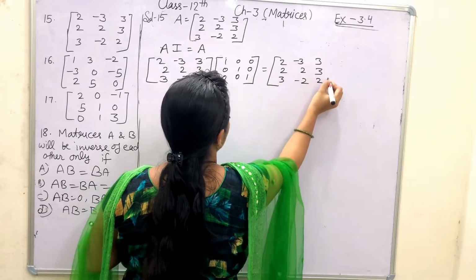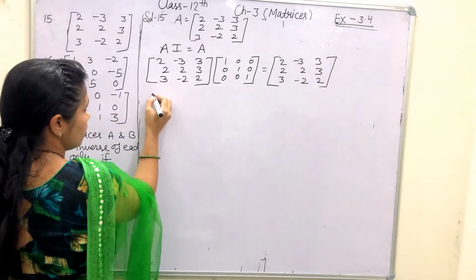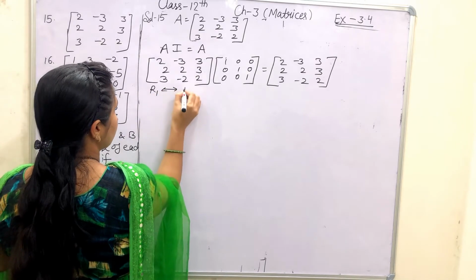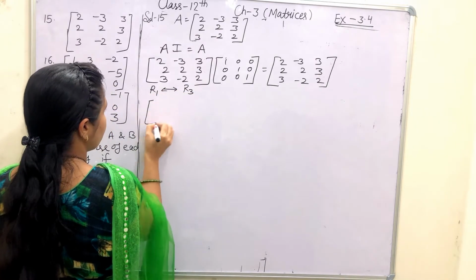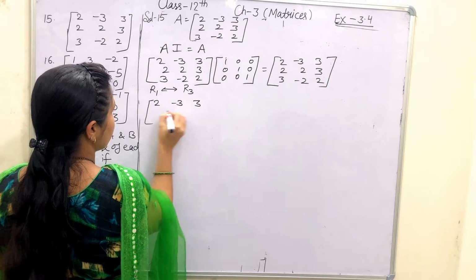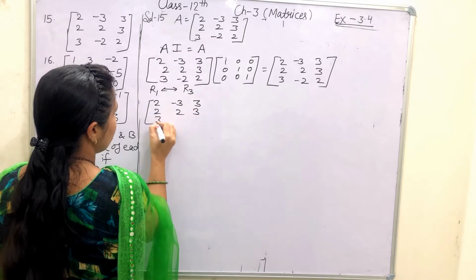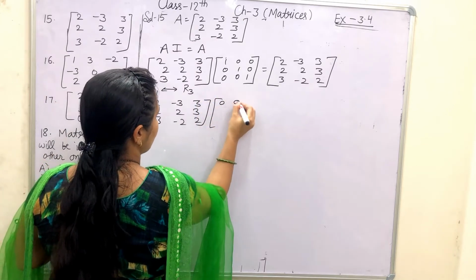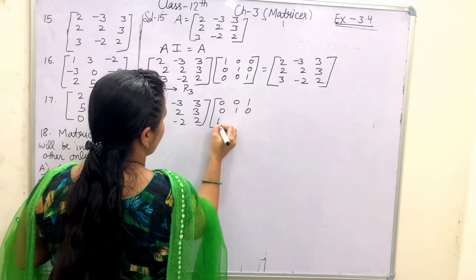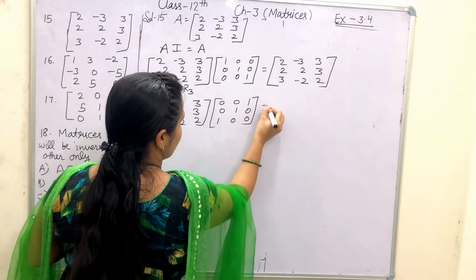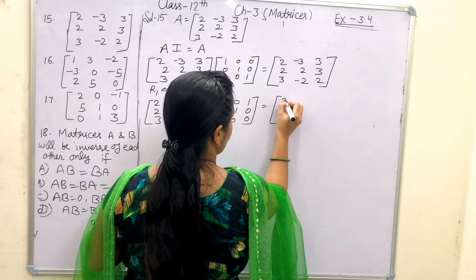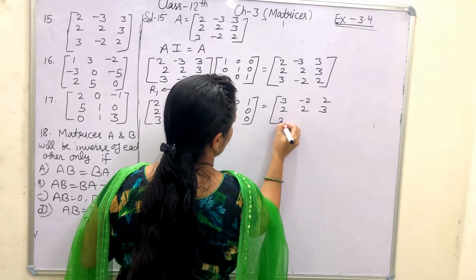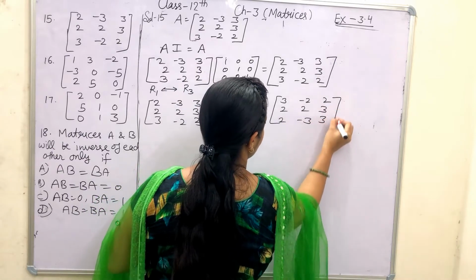3, minus 2 and 2. Now applying R1 tends to R3 and R3 tends to R1. We get this one: 2, 2, 3, 3, minus 2, 2. Here is 0, 0, 1, 0, 1, 0, 1, 0, 0. And we can write here 3, minus 2, 2, 2, 2, 3, 2, minus 3, 3.